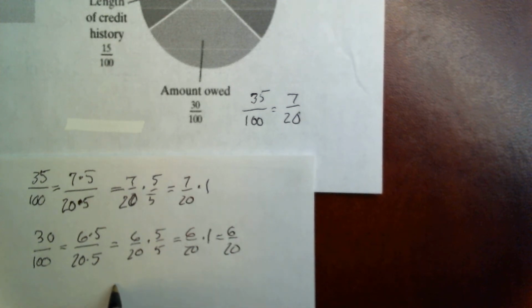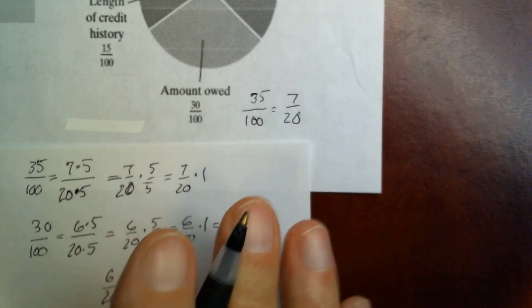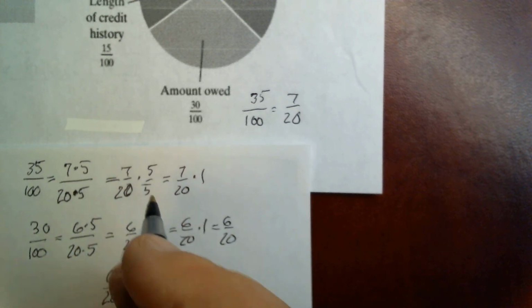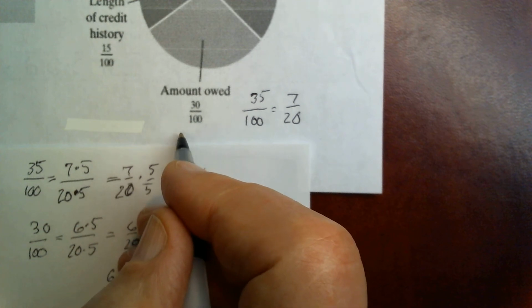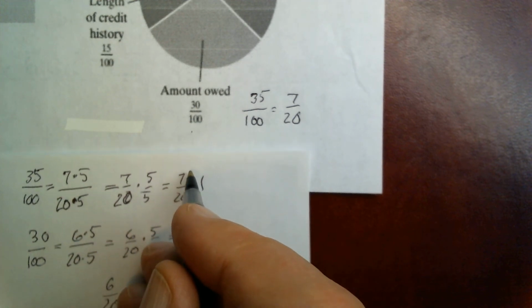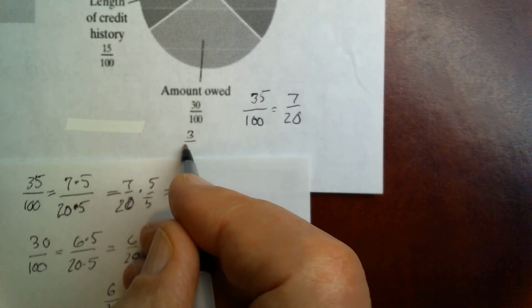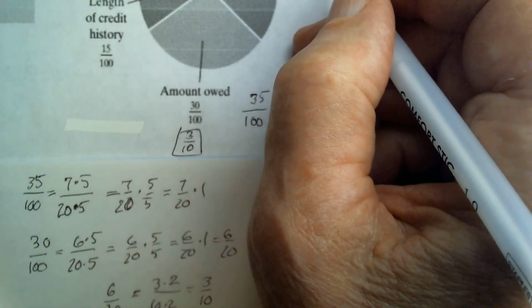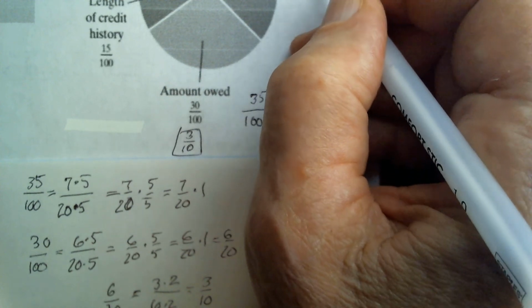Of course, we can write 6 divided by 20 as a multiple of 2, so it's equal to 3 times 2 divided by 10 times 2. So therefore the answer is 3/10. So here it's 3/10. And this was 7/20.